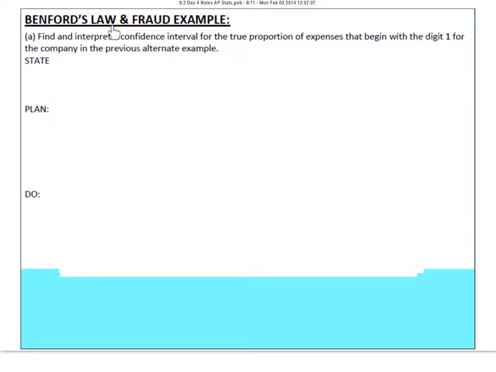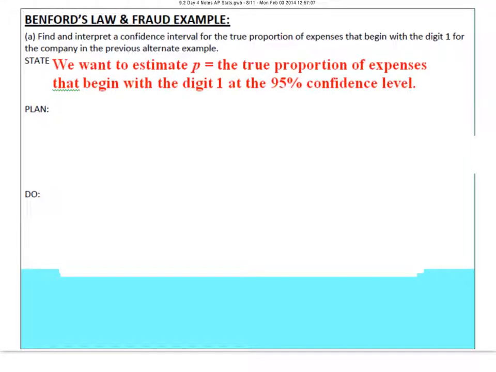So let's go back to the Benford's law example, and I want to show you how you actually could have done this with a confidence interval. So for the state portion, what you could say is we want to estimate P, which is the true proportion of expenses that begin with the digit 1 at a 95% confidence level. Remember, we chose an alpha of 5%.